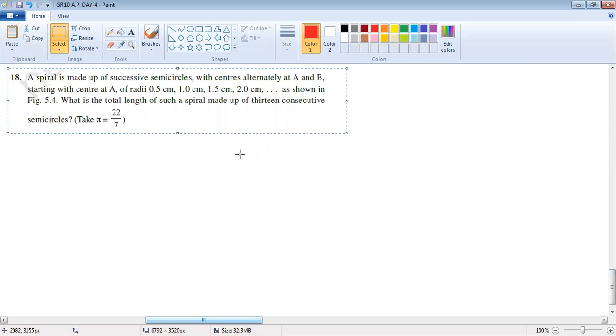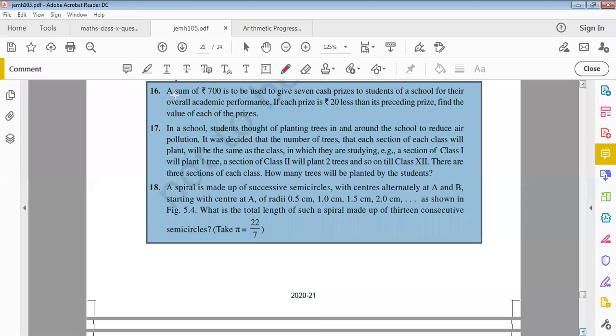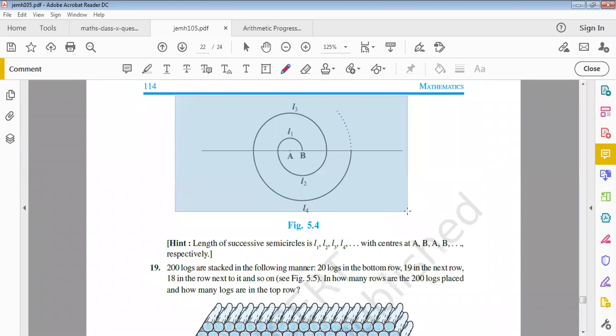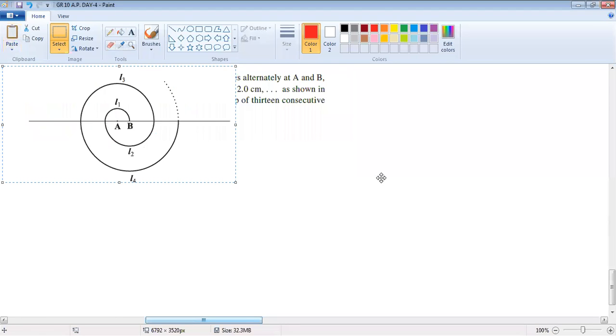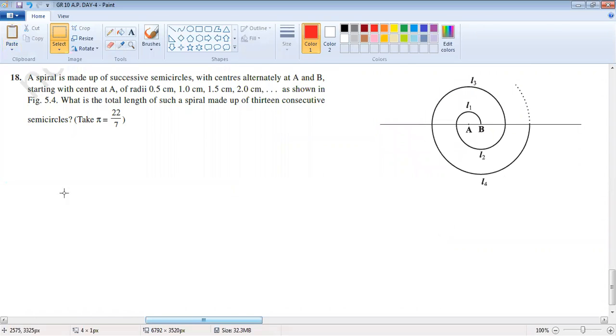A spiral is made up of successive semicircles with centers alternately at A and B, starting with center A. This concept figure is there in your book. Let's take that. This is the figure. A spiral is made up of successive semicircles, right? Like this, with centers alternately at A and the next one.